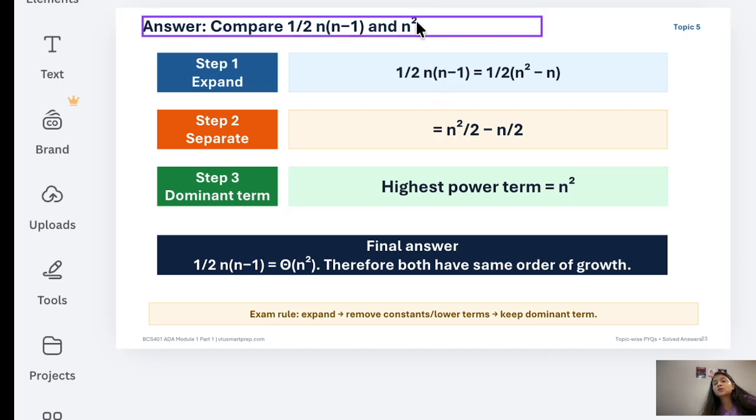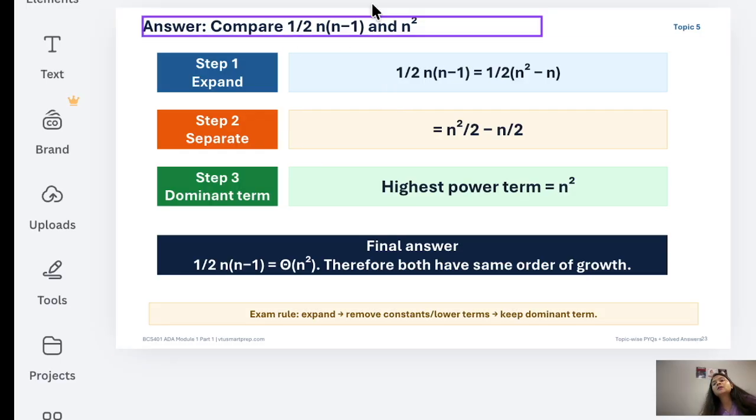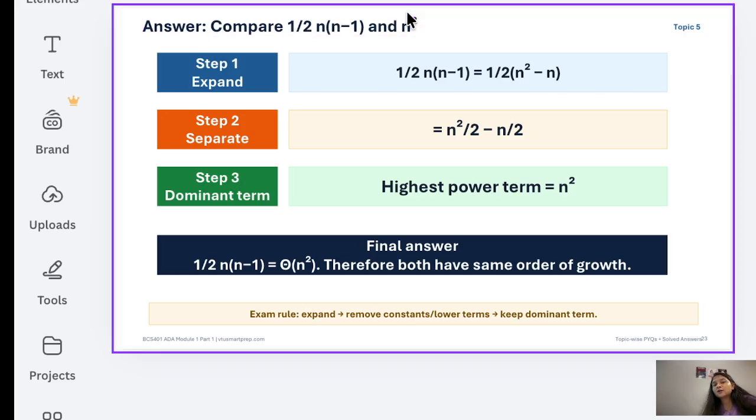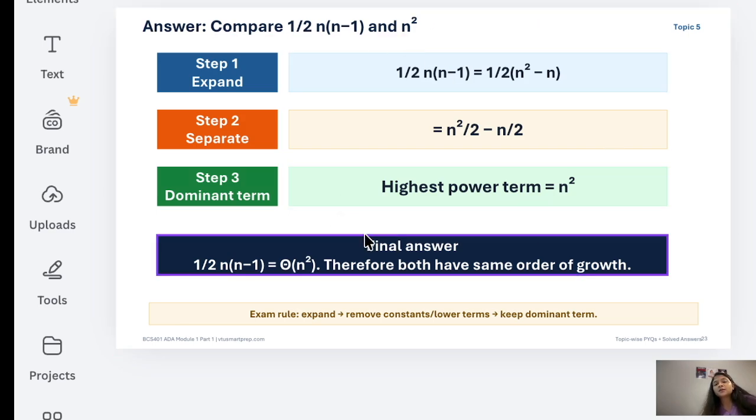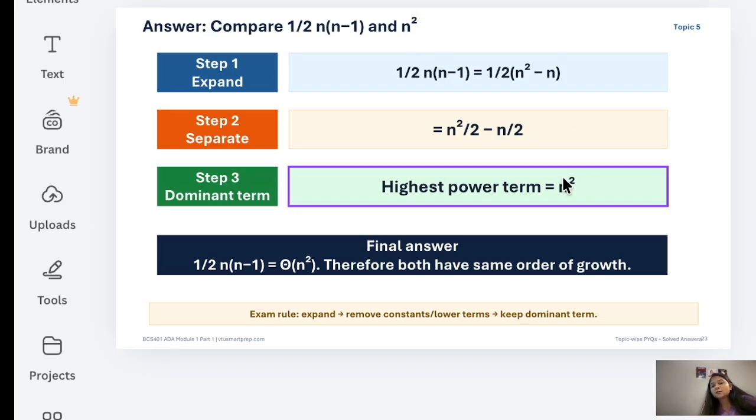They had told us to compare with n squared, and when we expanded or simplified this, here also we got n squared. Let's say if we had solved some other problem and got n cube, then is n cube greater or n squared greater? Obviously n cube. So at that time what you have to say is that the given expression which I simplified has the highest order of growth, which is n cube, as compared to n squared. So n cube will be the dominant term. In this case we have n squared, so n squared is the dominant term.